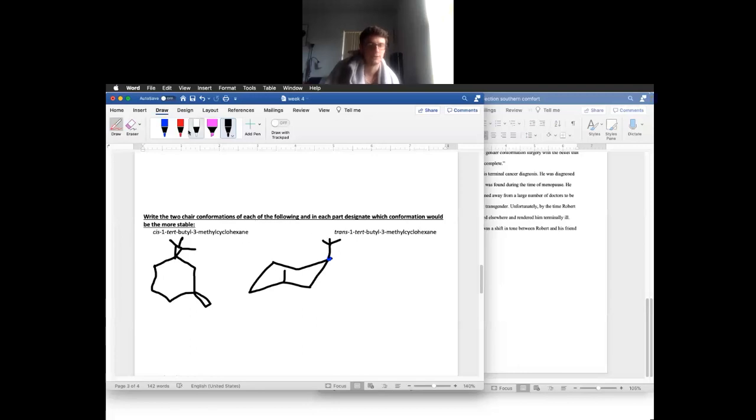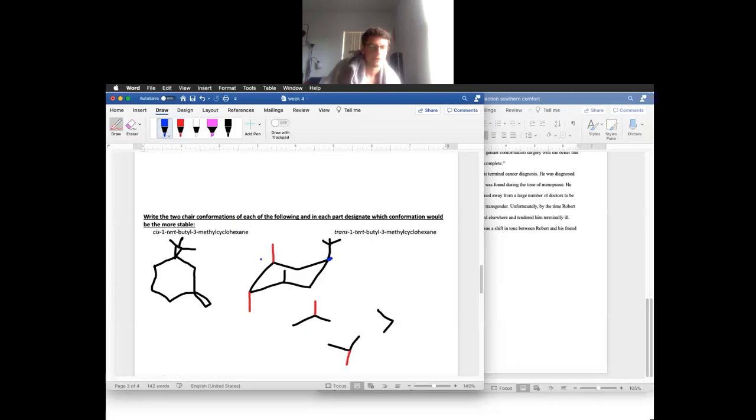Both are axial, right? The axial positions are kind of like anywhere where there's an elbow. Say the elbow's pointing up, the axial position will be pointing directly up with it. If the elbow is pointing down, then the axial position will be directly down. Does that make sense? So this elbow here is pointing up, so the axial position for that carbon would be vertically up. For this carbon, the elbow is pointing down, so the axial position would be vertically down. Does that help at all?